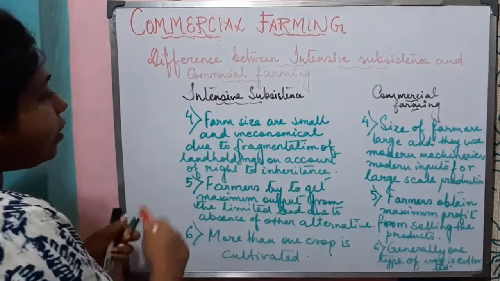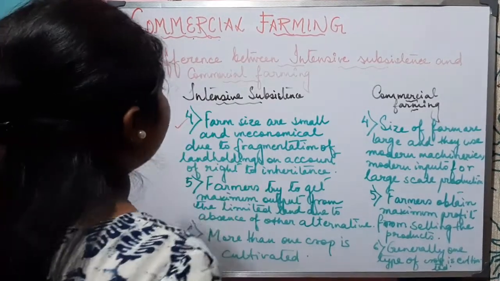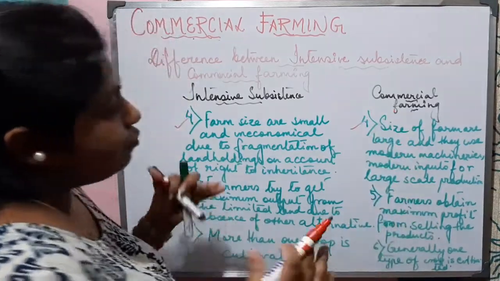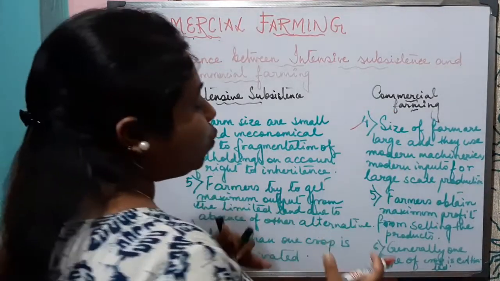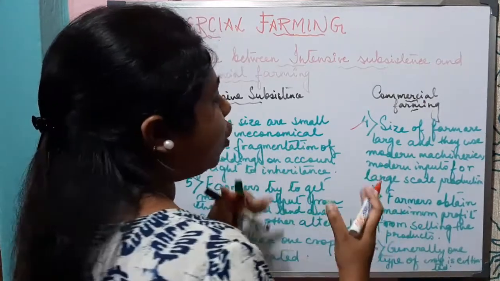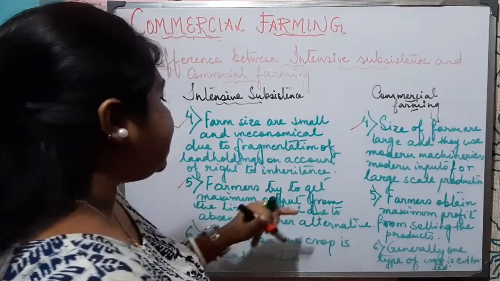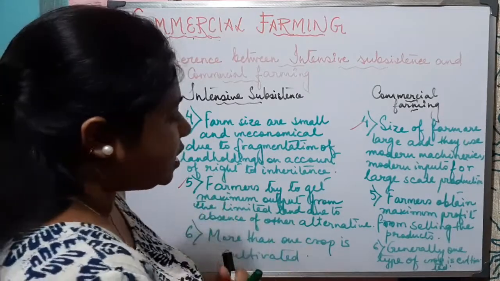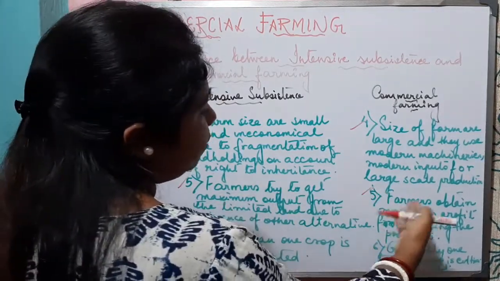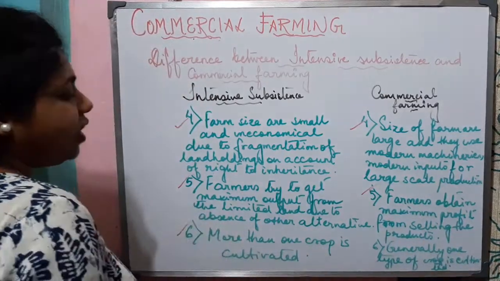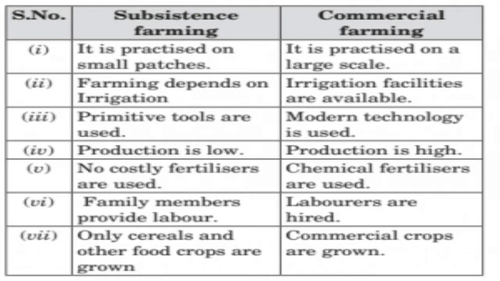So what we can see here is that the farm sizes are small and uneconomical due to fragmentation of land holdings, and here the size of farms is quite large and they use modern machineries and modern inputs for large scale production. The farmers try to get maximum output from the limited land as they do not have any other alternatives, and the farmers here obtain maximum profit from selling the products. Here more than one crop is cultivated, and here generally one type of crop is cultivated. So these are the differences between intensive subsistence and commercial farming.